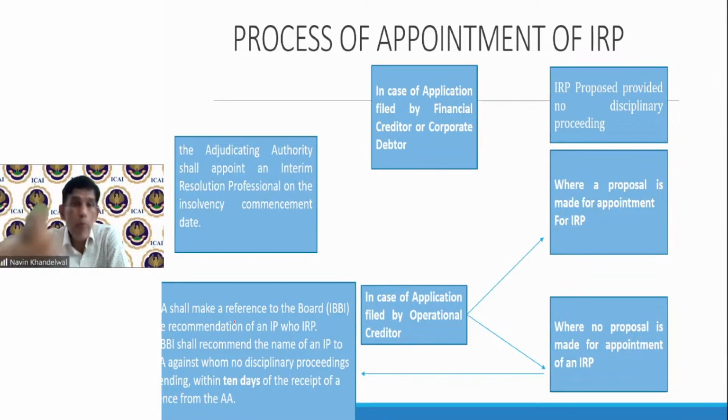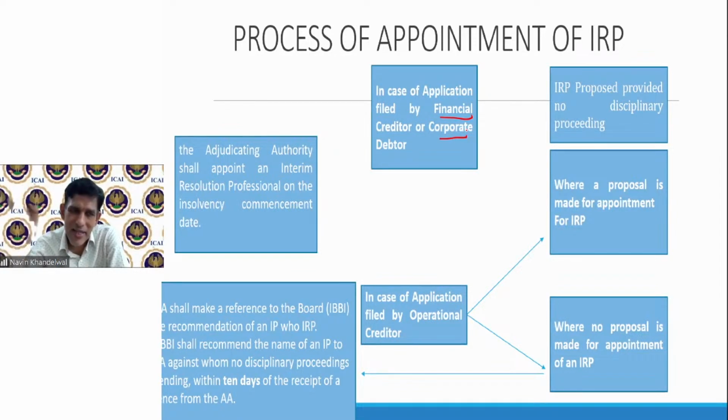Second, who will be appointed as the IRP? The person whose name has been mentioned in the application by the financial creditor or the corporate debtor. Section 7, section 10. Under 7 and 10, it is compulsory to mention the name of the proposed IRP. Very important. Please remember, exam question. Under section 7 and under section 10, it is a condition that the application will be accepted only when the name of the IRP has been proposed.